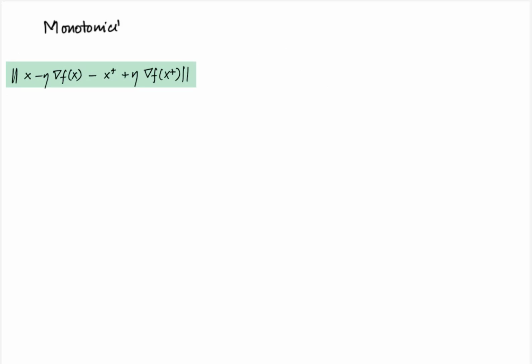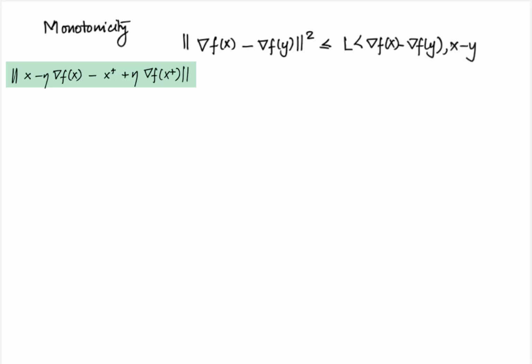Recall the property for L smooth and convex functions, which is that the norm square of gradient f of x minus gradient f of y is less than or equal to L times the inner product of gradient f of x minus gradient f of y comma x minus y. So let us see what this property implies. Let us denote u equal to gradient f of x minus gradient f of y and v equal to x minus y. So in that case, this property is actually saying that norm square of u is less than or equal to L times inner product of u comma v.